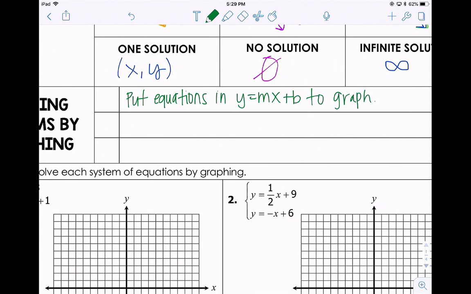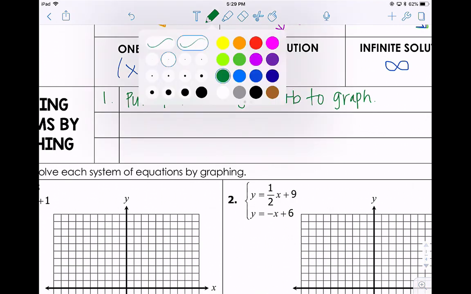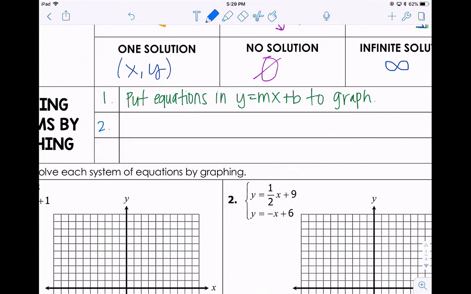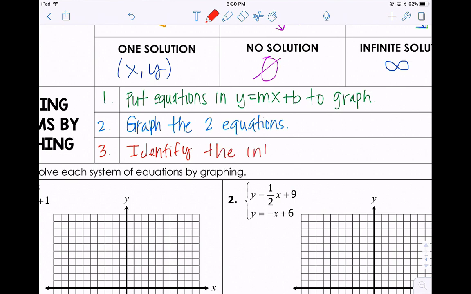Okay. The next step would be to graph the two lines. So step two is going to be graph the two lines. So graph the two equations or lines. Step three would be to identify the intersection. So identify the intersection. And the intersection, unless it's parallel or the same line, should be some x comma y coordinate.